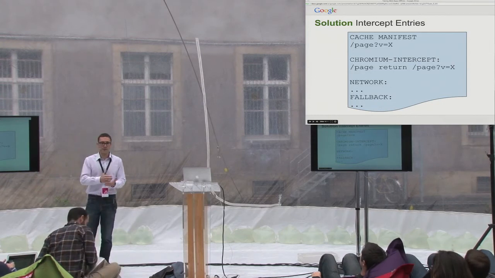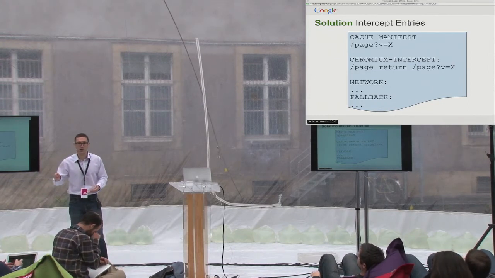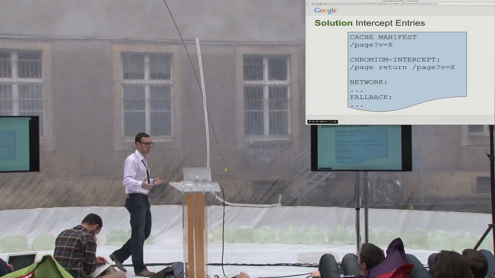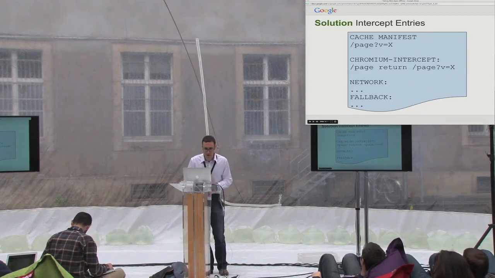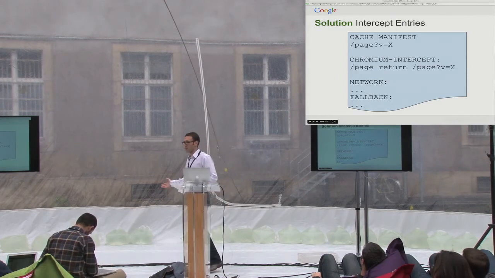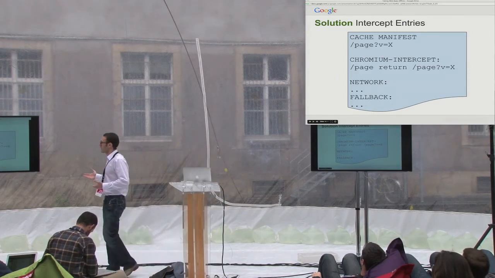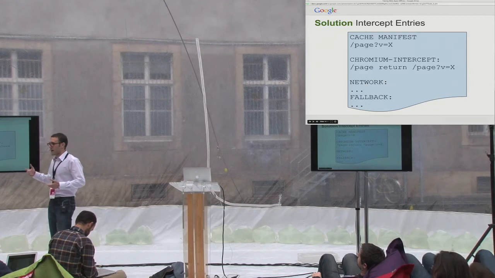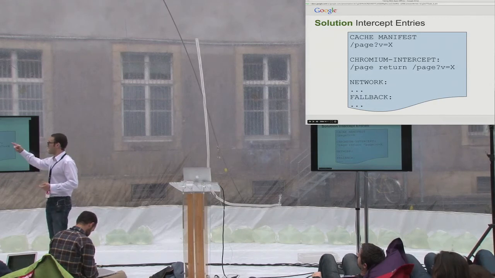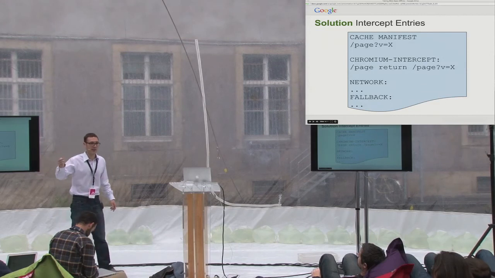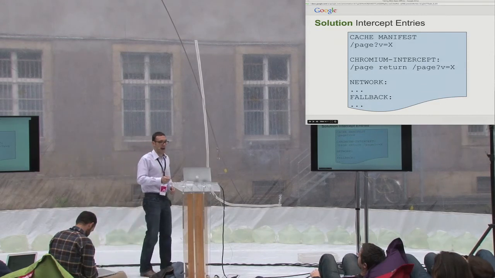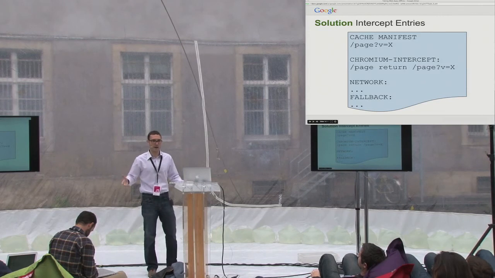Then we can have that intercept entry say /page always forwards to /page with that version attached. So how does this work? Why does this work? What ends up happening is the browser will actually try to download /page with the given version. If it hits machine B, if we go back to our diagram, it's going to say, I don't know what that version is, and it's going to send back a 404.